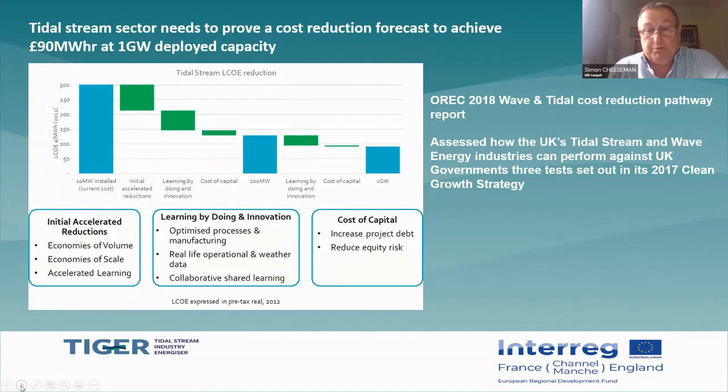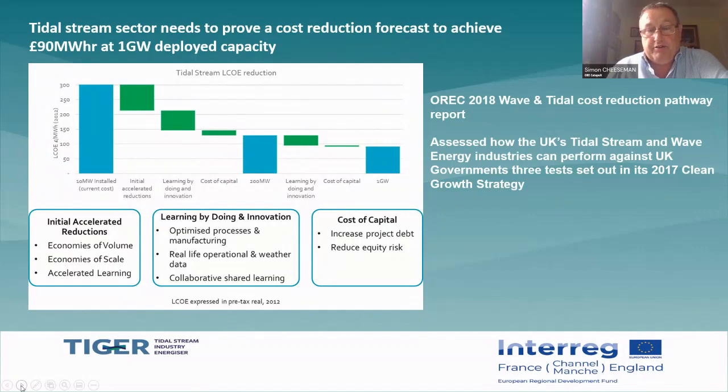What we needed to see was more deployment. Through more deployment, we get learning by doing. Through learning by doing, we start to reduce costs. With innovation, we start to reduce costs. That would grow investor confidence. And we forecast that by the time we got to about 200 megawatts deployed, we'd start to see the costs come down to about £150 per megawatt.